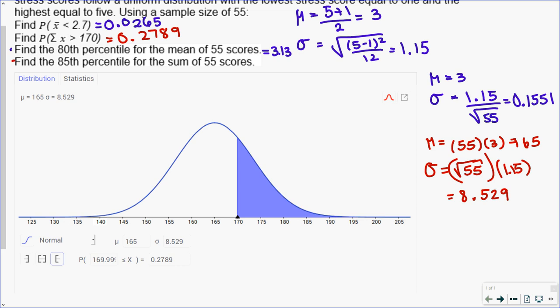This last question asks us to find the 85th percentile for the sum. Finding the percentile is going backwards. So I can click in this box, type 0.85, and it tells me the 85th percentile for the sum is at 156.16.